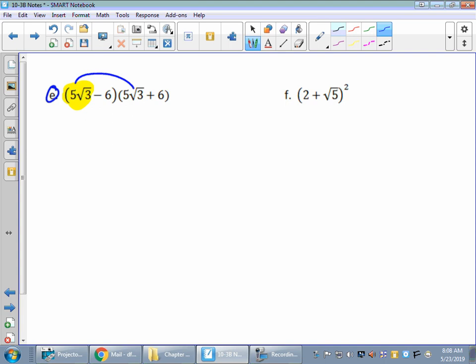So again, coefficients times coefficients, and radicals times radicals. 5 times 5 would give us 25. And the square root of 3 times the square root of 3 would give us the square root of 9. Now I go this term times the 6. Again, coefficients times coefficients. 5 times 6, we've got a positive here, so it's a plus 30, because 5 times 6 is 30. And then we have that square root of 3 here.